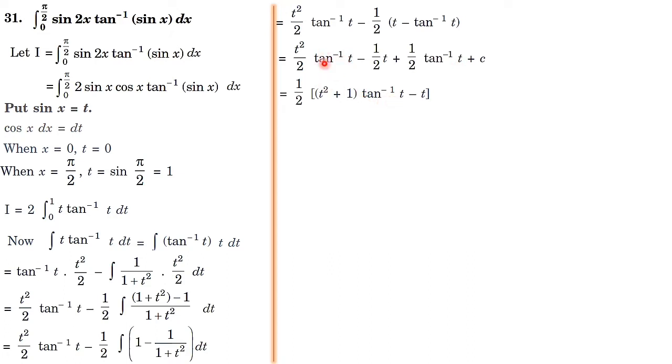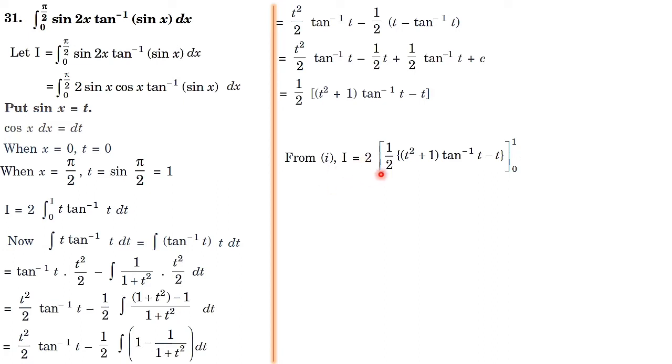Then you see tan inverse t is outside, 1 by 2 is outside, only t square balance is written. Here tan inverse t is outside, 1 by 2 is also outside, so 1 balance. Then minus, here 1 by 2 is outside, only t balance is written. Then when we substitute in equation number 1, equation number 1 means this is the one, okay.